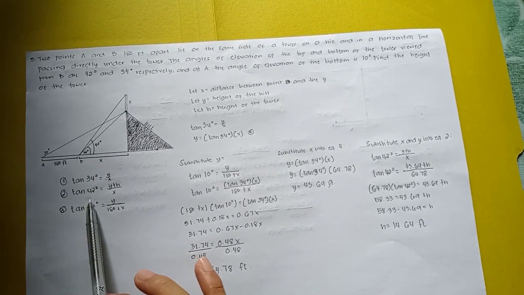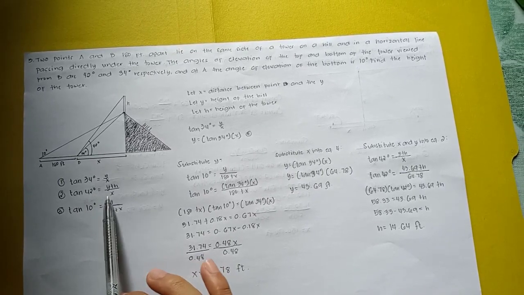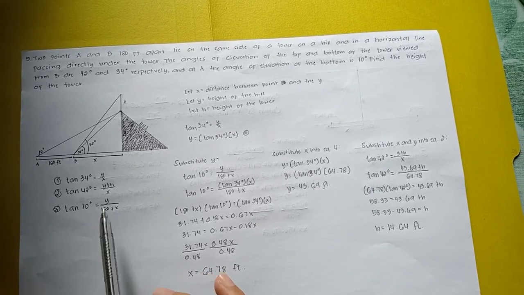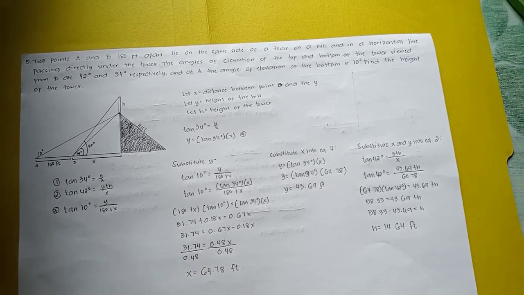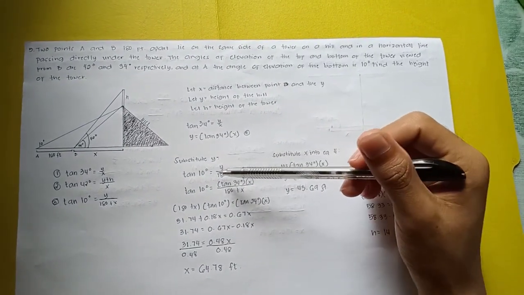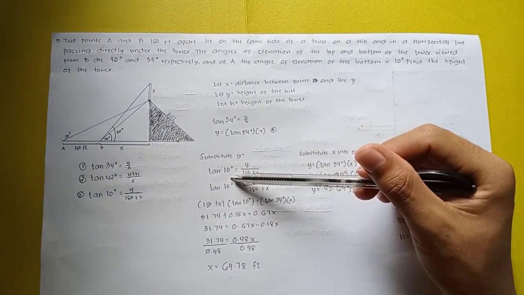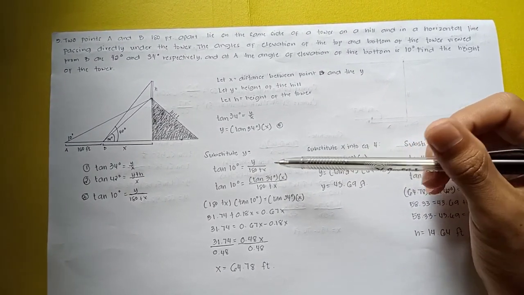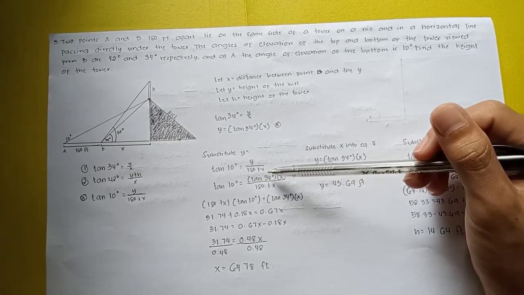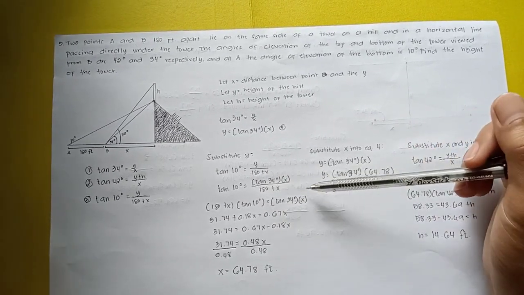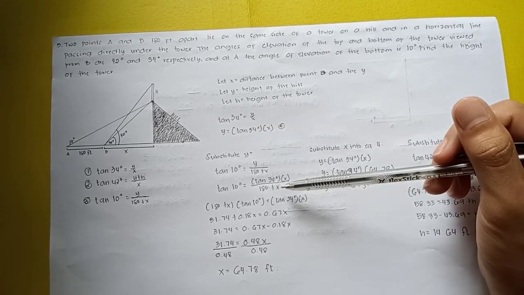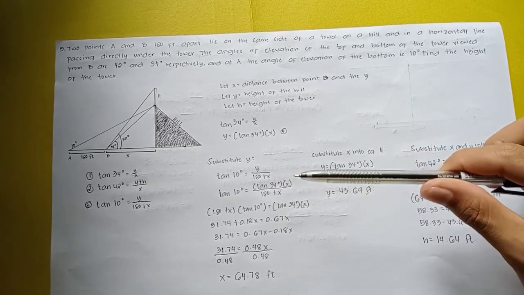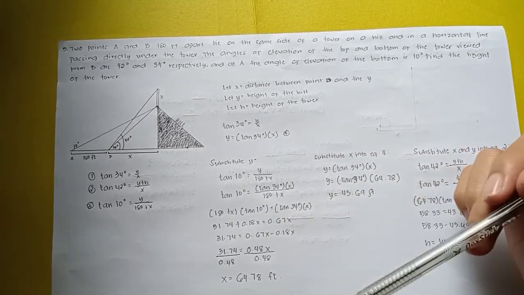Tan 42 degrees equals y plus h over x. Tan 10 degrees equals y over 180 plus x. Substitute y. So tan 10 degrees equals y over 180 plus x. Tan 10 degrees equals tan 34 degrees times x over 180 plus x. 180 plus x times tan 10 degrees equals tan 34 degrees times x.